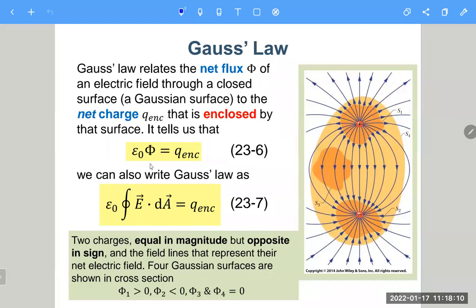It tells us that epsilon naught, which is a constant, the permittivity constant, 8.85 times 10 to the minus 12. So this is phi, the net flux for an arbitrary Gaussian surface. And then this is Q enclosed, ENC means enclosed by the surface. Okay, so we can also write it as this one. This looks easier, but actually this looks more complicated. But we usually use this one rather than the upper one.